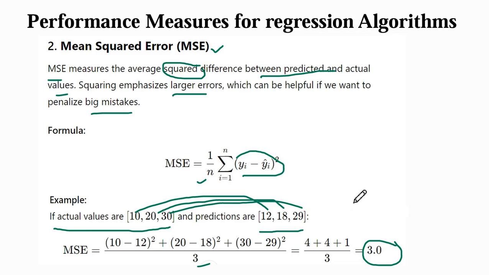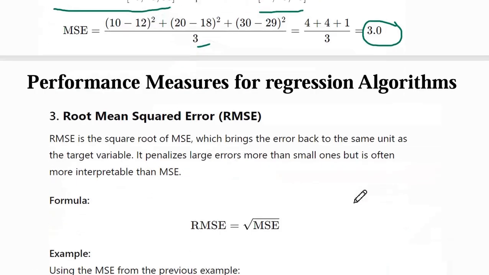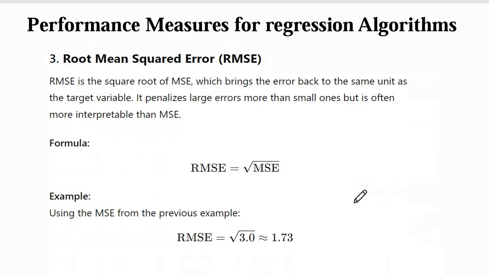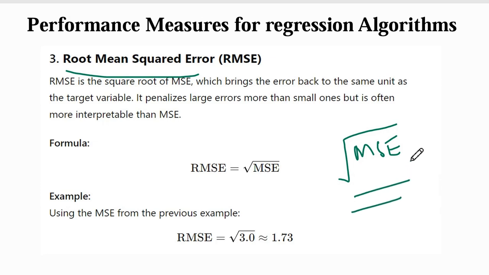If this error is low, then we say that model is good, or else that model may not be a good model. Another metric to evaluate the regression algorithm is root mean squared error. We already know the MSE value, the mean squared error. If we take the root of that MSE, we get the root mean squared error. In the previous metric, the mean squared error is 3.0. If we take the root of this 3.0, we get approximately 1.73. That is the root mean squared error.